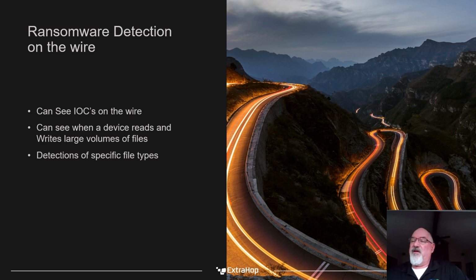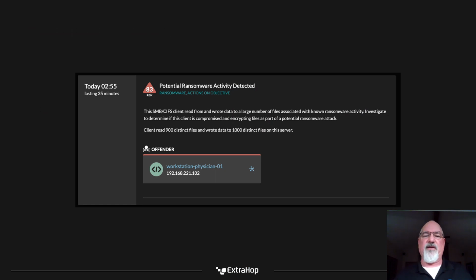What would happen if you knew that the same device read 1,000 files and wrote back 1,000 files? Would you be concerned about that? Is that normal behavior? Something worthwhile. Detections of specific file types, i.e. the help encrypt file that's left behind. Those kind of things become important for it to look at, right?